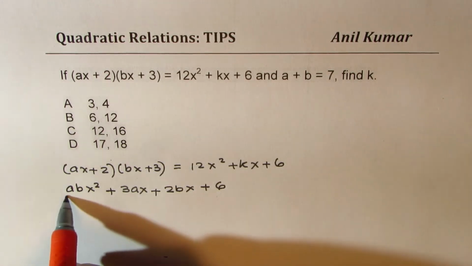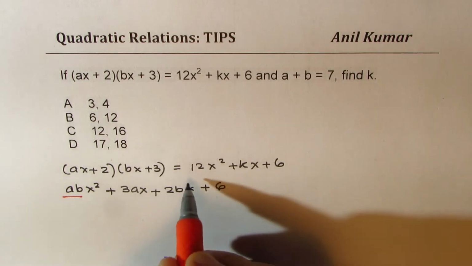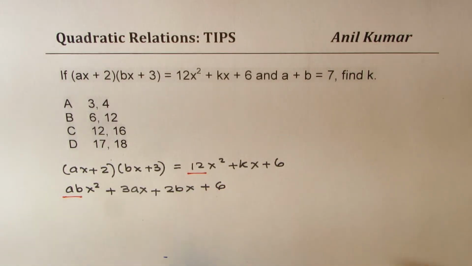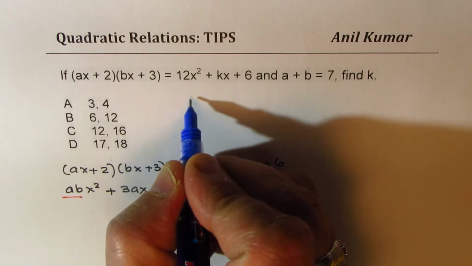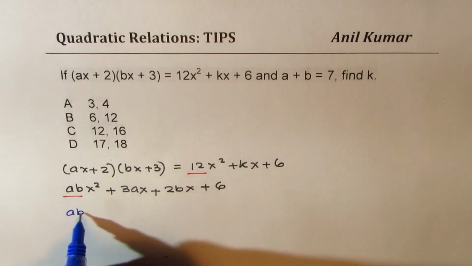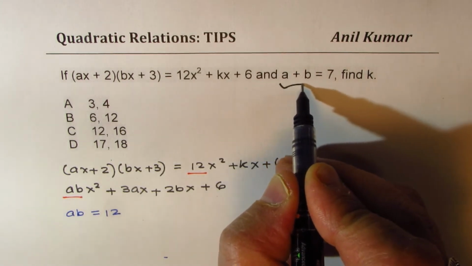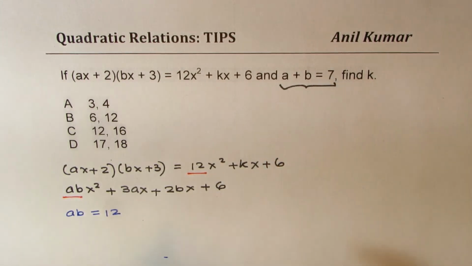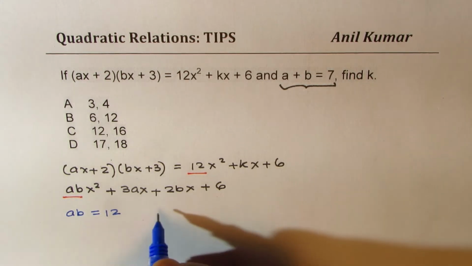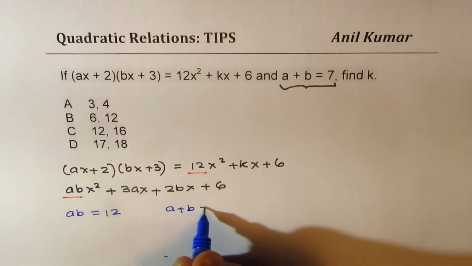We notice that ab, which is the coefficient of x², should be equal to 12, right? So the first thing we get from here is that ab is equal to 12. And we are also given that a + b is 7, right? So we are given that a + b = 7.